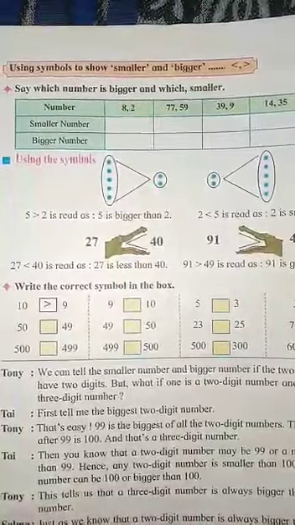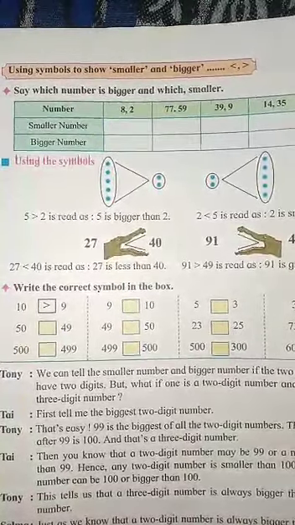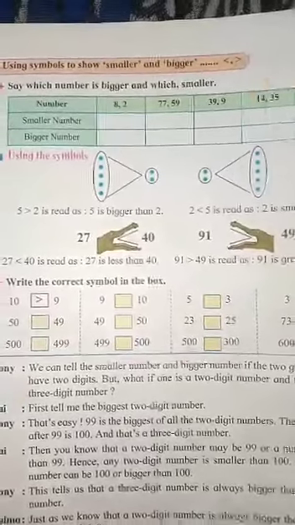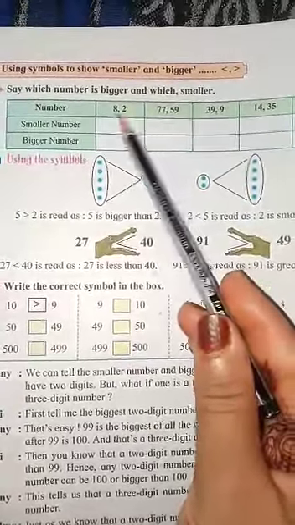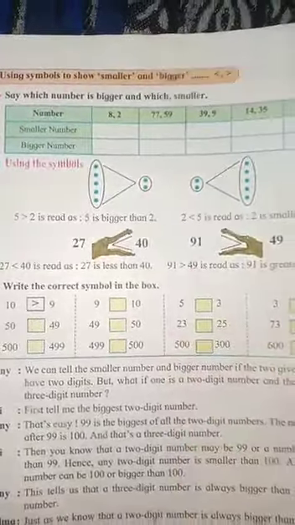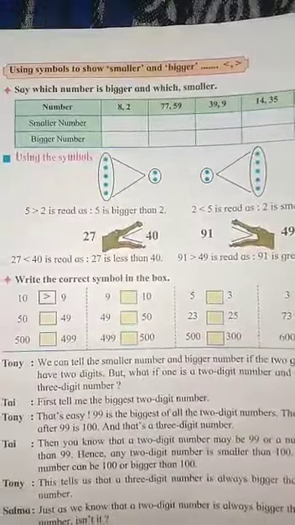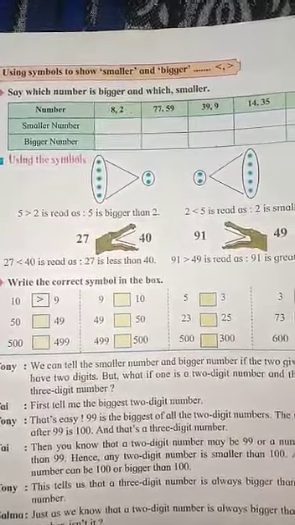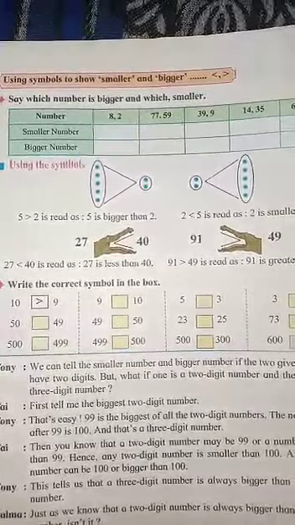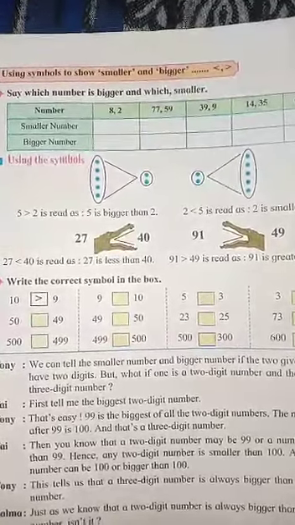Be careful and listen. Say which number is bigger and which is smaller. Here numbers are given. We have to write the smaller and bigger number. First let me explain how to solve this one. While deciding the smaller and bigger number between two numbers, the number having more digits is bigger.